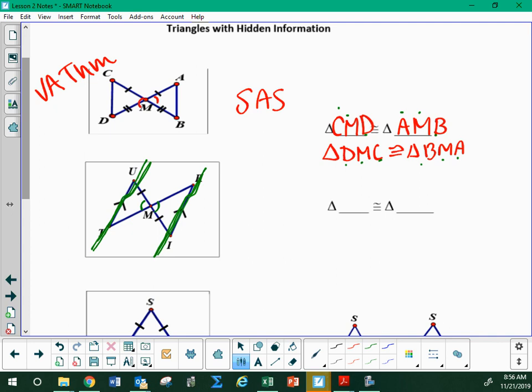And we can honestly use either one as the transversal. So what do you guys want to use, UI or TR? TR. I heard more TR, so we're going to go there.